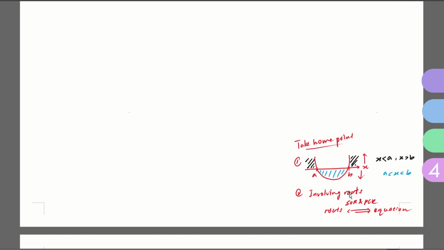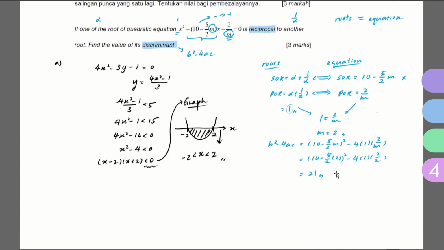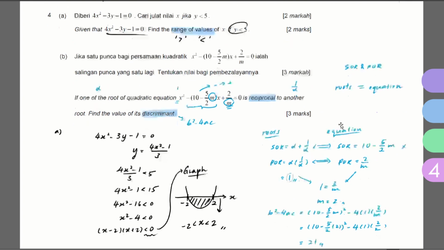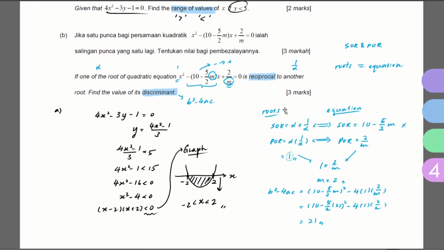And for the second one, when it comes to solving questions, we can use the information from roots and equations and equate each other. One of the examples of the information is SOR and POR, as we see here. So we use the SOR and POR from roots and equations, we equate them to find the value of m.